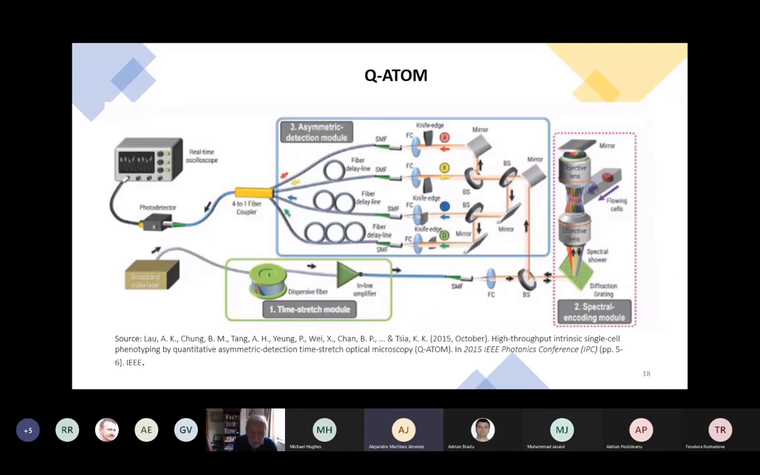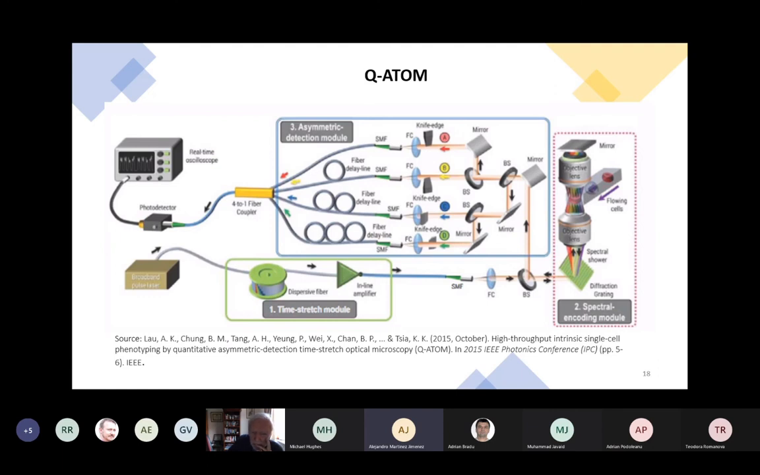What if, instead of using two angles to couple the top and the bottom, we use four angles: the top, the bottom, left, and right. With these four components, they can achieve a total quantitative phase map. This is the quantitative ATOM, Q-ATOM. As I said before, this is STEAM with a variant. And now the variant is the asymmetric detection module in four ways to generate the phase map.